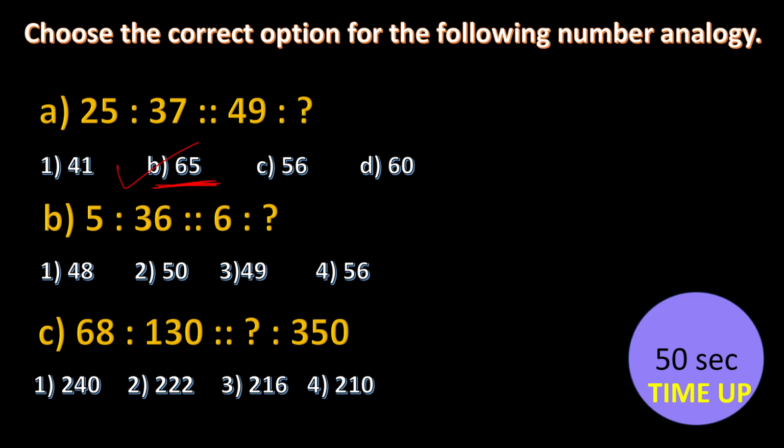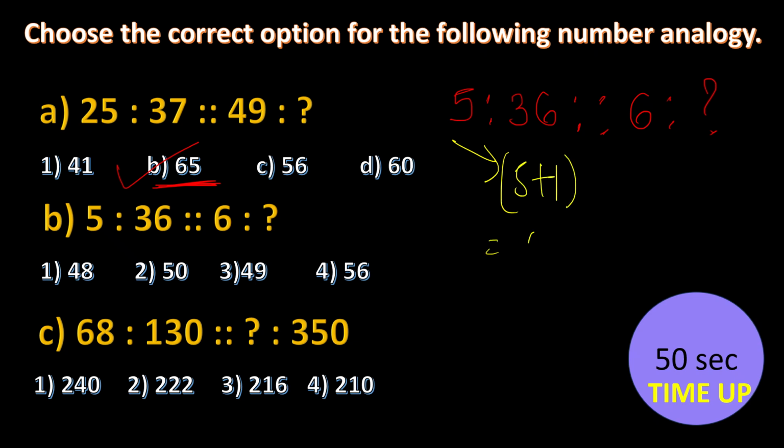So this, I think so. Just now we have solved this, correct? Same question. 5 is to 36. Okay, then 6 is to what? We have solved this, right? Just you need to add what? 5 plus 1, which will give you 6, and square it, which will give you 36.